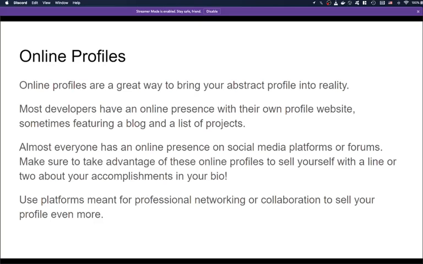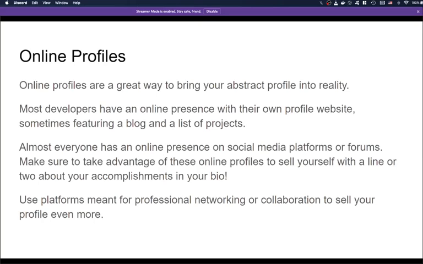Because for web developers, what's the best way to prove that you're a good web developer? Well, it's to have an incredible website for yourself. The same way someone who owns a kitchen company wants to have the nicest kitchen around so they can show off how good they are at making kitchens. So, everyone has an online presence.